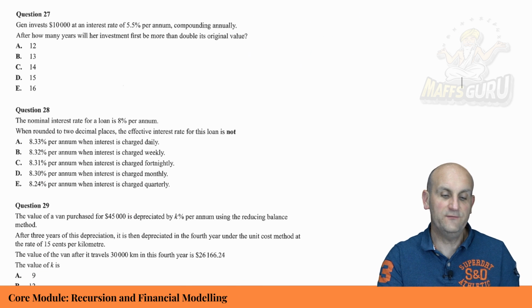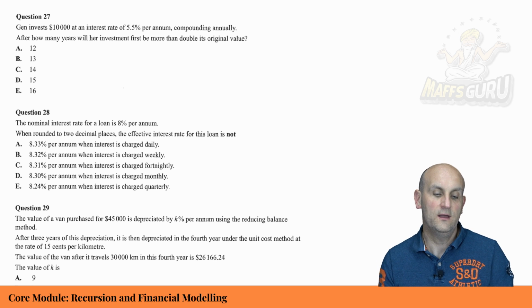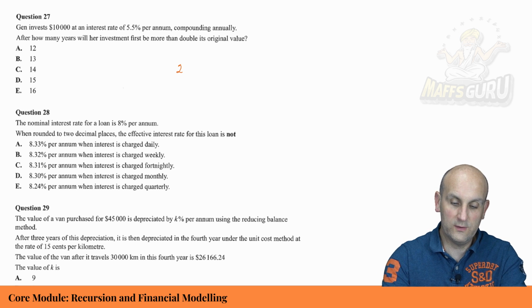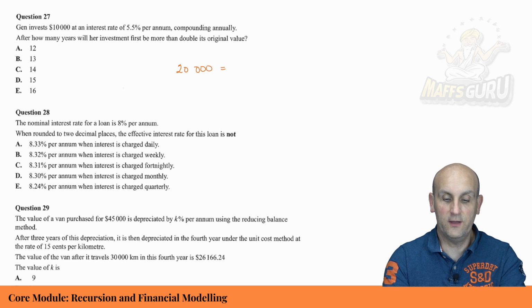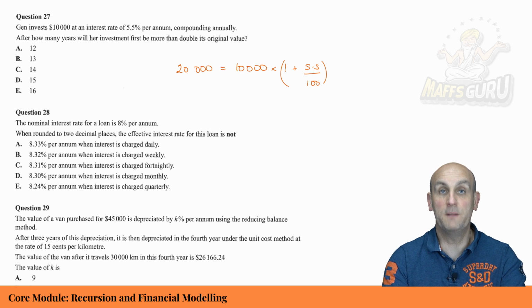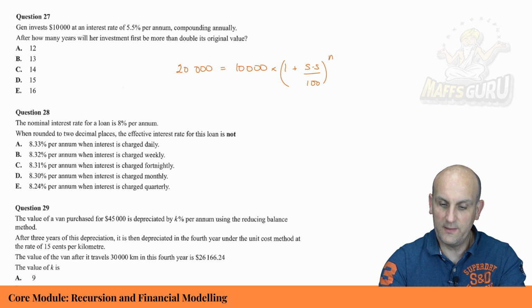Tricky. Jen invests $100,000 at an interest rate of 5.5% per annum compounding annually. After how many years will her investment first be more than double its original value? Now again, I just used the idea that we know that we have 200,000 as my final. I've got 100,000 going in, and I'm going to multiply that by 1 plus 5.5 on 100. Right, so that's my multiplier, my rate multiplier. And I need to raise that to the power of n.